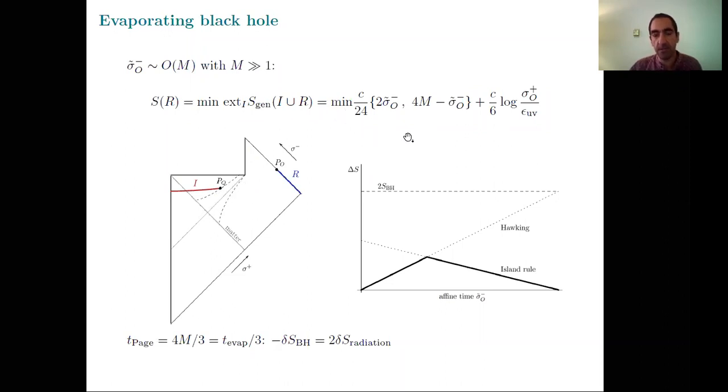So you want to minimize over the two possible answers. One of them is like the Hawking saddle, where the entropy does not have an island region. The other is like the Page saddle, where you do have an island region.